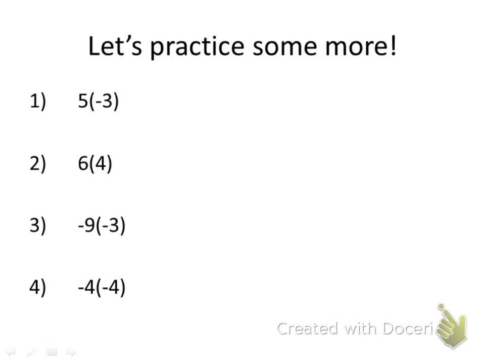All right, so problem number 1, we have 5 times negative 3. So a positive times a negative. What type of answer am I going to have? A negative. Very good. And then what's 5 times 3? 15. So this is a negative 15.